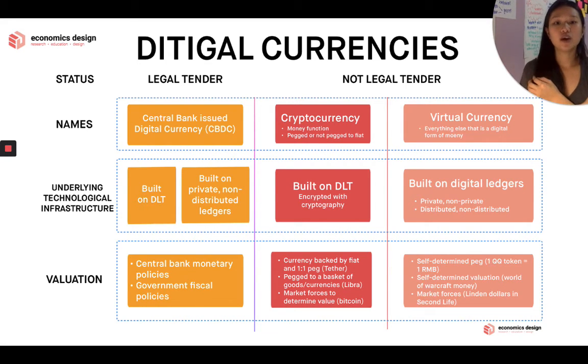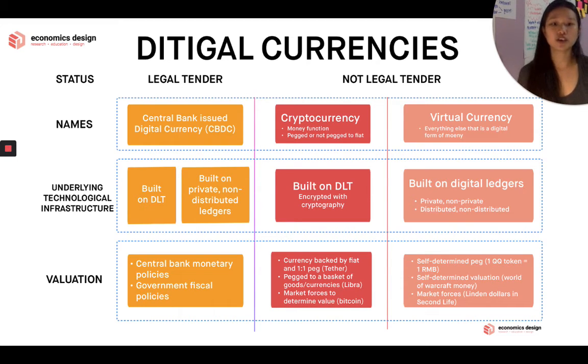And there are a lot of ways that you can value cryptocurrencies. It can be backed by fiat with a peg. It can be pegged to a basket of goods or currencies. It can be determined by market forces. So you have Tether. Tether is backed by US dollars and it's a one-to-one US dollar peg. It can be pegged to a basket of goods and services like Libra. Libra is the Facebook coin that they want to create. Or it can be like Bitcoin, where it's determined by market forces.